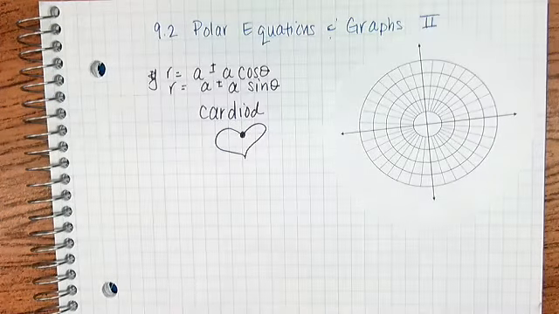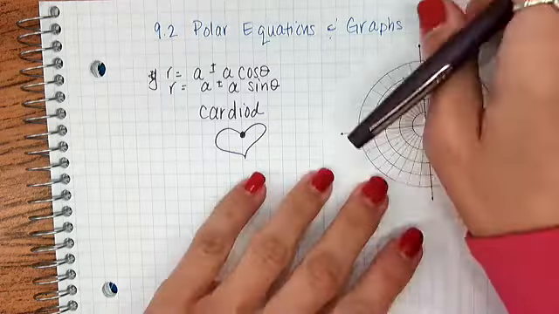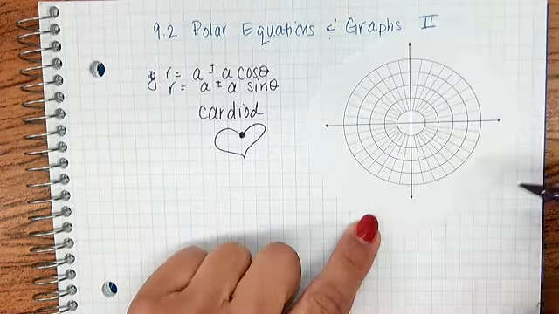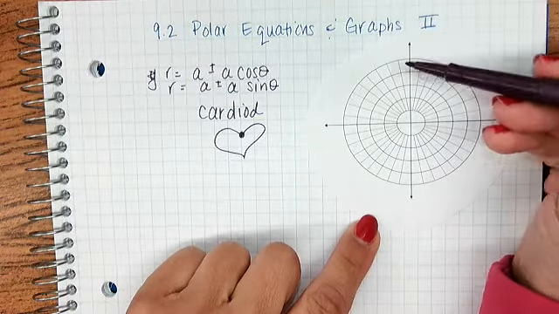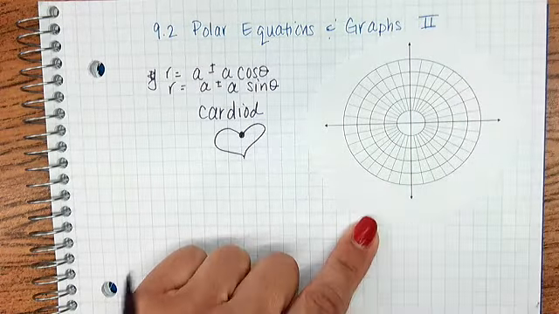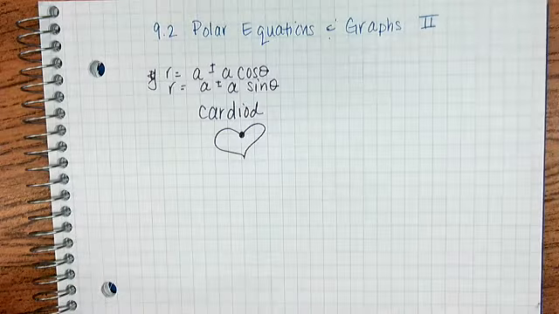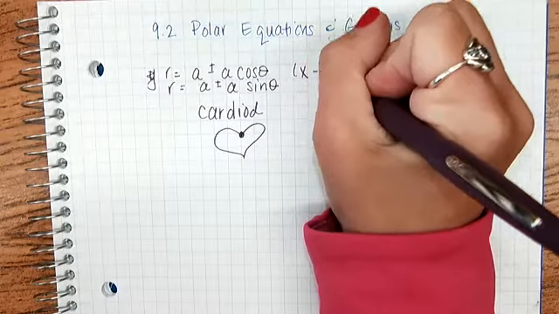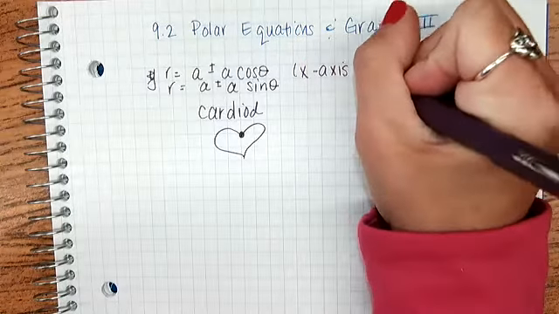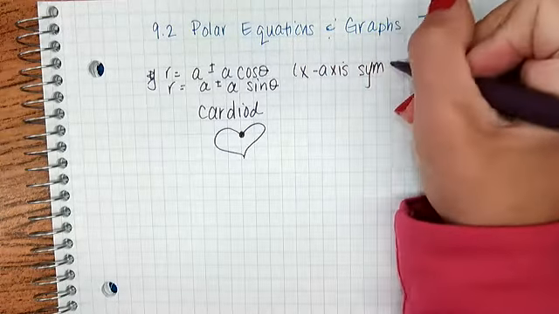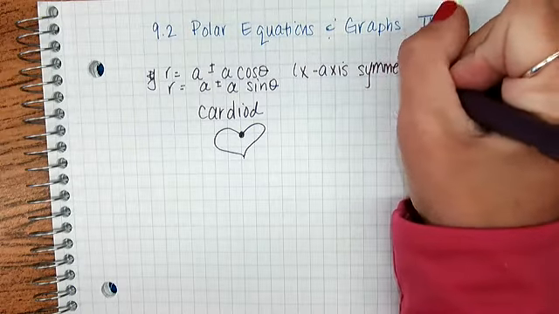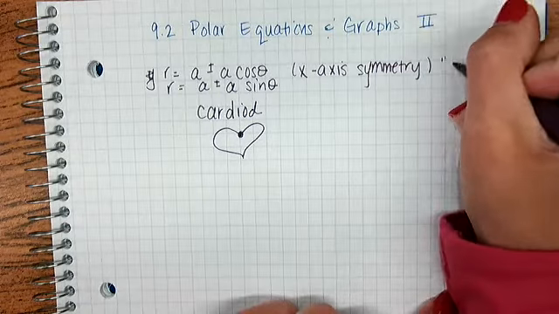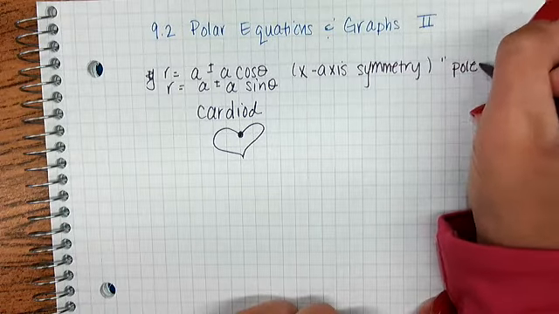The cosine is related to the x-axis. For a long time, when we've been doing the cosine, it always refers to x, and the sine always refers to y. If it is a cosine equation, this is going to have x-axis symmetry. That's also referred to as the pole axis.